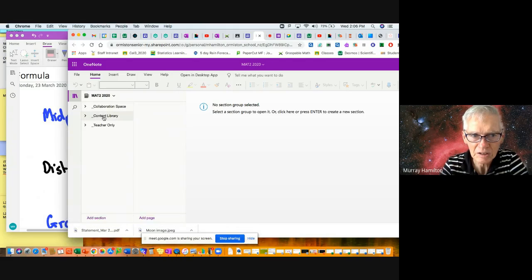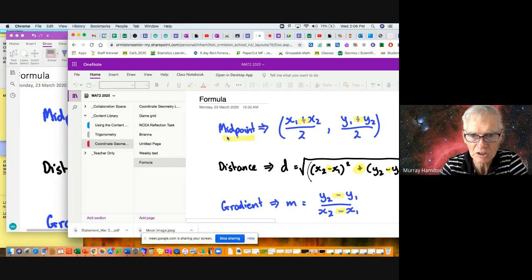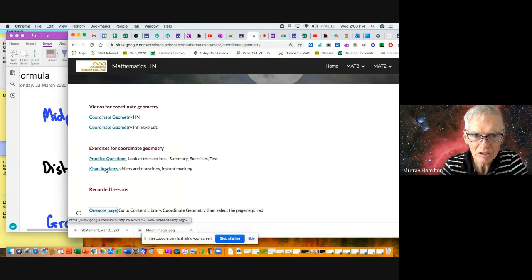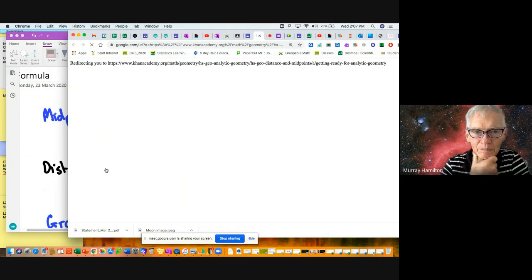which you then go to content library, and when you click on the content library, hopefully, there we go, you'll see coordinate geometry, and you'll have access to what I'm doing today. For example, the formula page is down there, and you can look at that formula page that I've just been showing you. Okay, so that is the content library, and I'll just close that off. This one on Khan Academy is really good. So I'll show you this first.